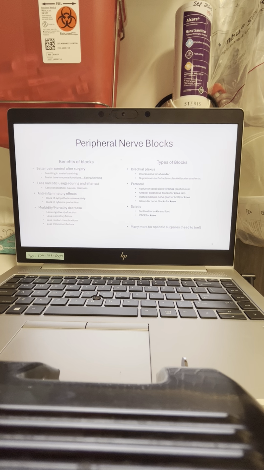So, types of blocks. For our shoulders, and what we'll be doing here, it's an interscalene primarily, which is our brachial plexus. We do have another 3 or 4 really regularly used ones if we're working on the arm or wrist, or basically from the elbow down.